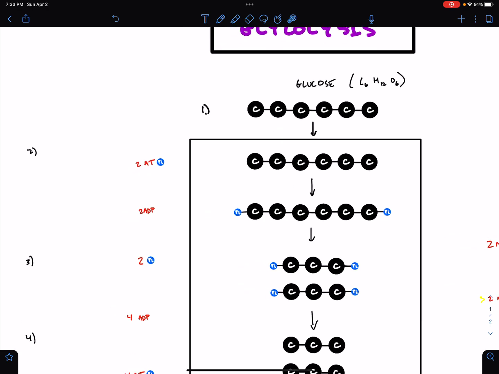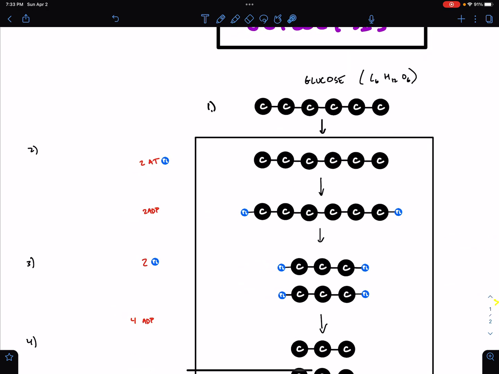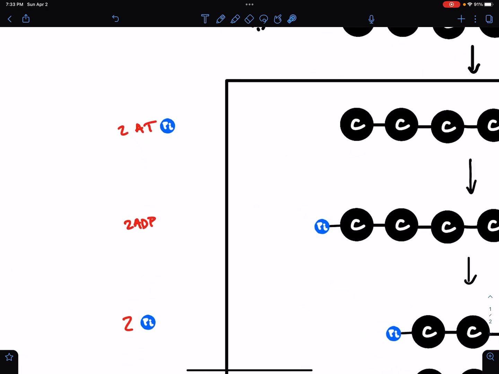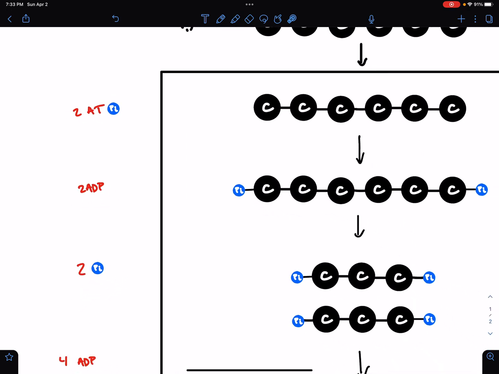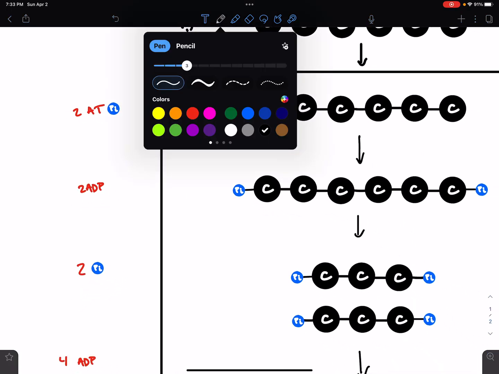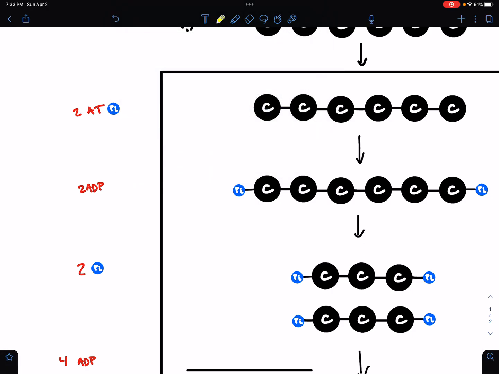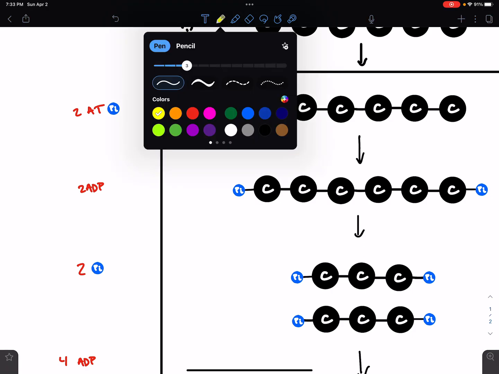Glucose needs to be charged up before we can break it down. So we're going to charge it up by adding 2 ATP. The phosphate groups of these ATP are actually going to transfer onto glucose.